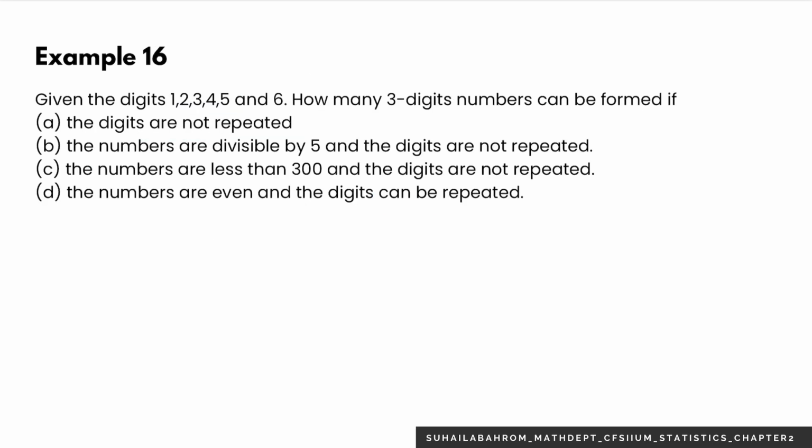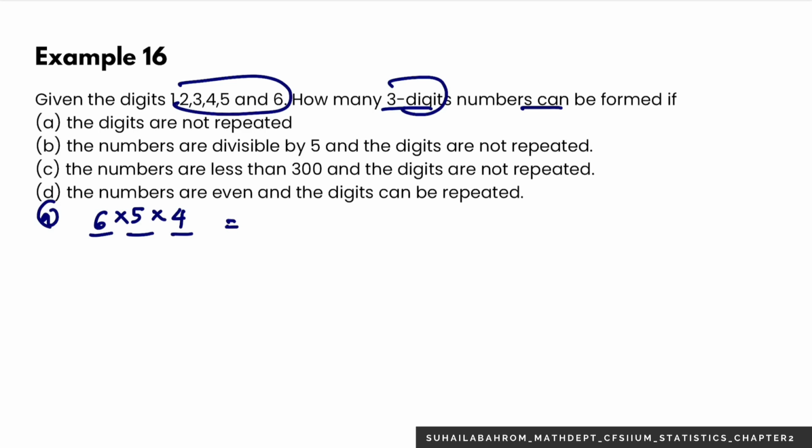Now let's look at the last example here. Given the digits 1, 2, 3, 4, 5, and 6, how many 3-digit numbers can be formed if the digits are not repeated? So we want to have 3 digits and we have 6 digits given. For the first digit, there are 6 options, and since you cannot repeat, you have the remaining 5 digits to be selected, and for the last one we have 4 digits. So the number of possible numbers is 6 times 5 times 4, so there are 120 possible numbers to be formed from the 3 digits when the digits are not repeated.